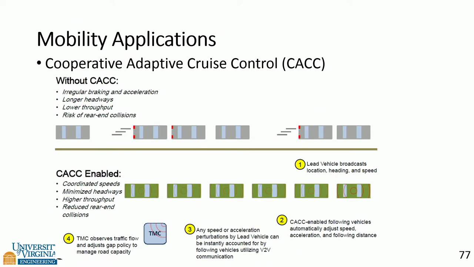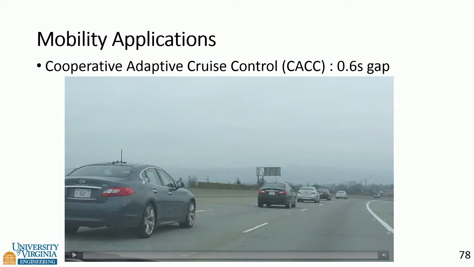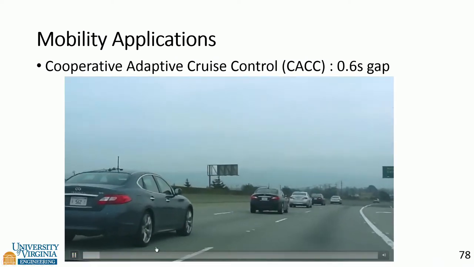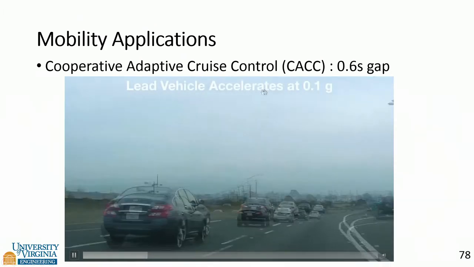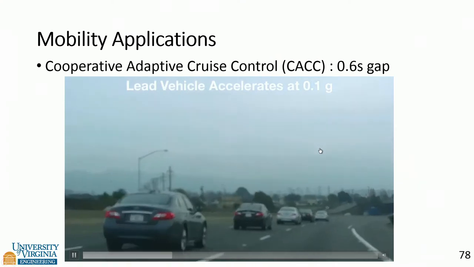When you have CACC enabled, this creates pretty much a platoon or train of vehicles. They communicate with each other, they accelerate together, they decelerate together, which has great potential to improve things. This was pretty much the same video, but this was done by the PATH program. This is a real freeway though. They are doing the CACC demo. The leader vehicle accelerates about 0.1 G and everybody follows.